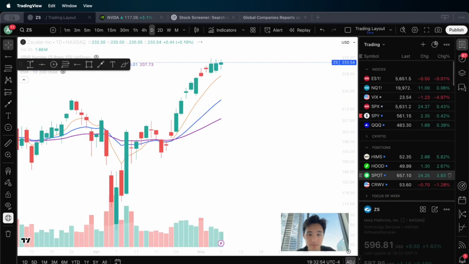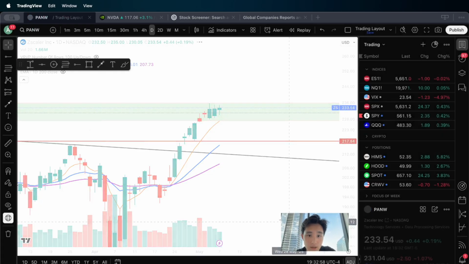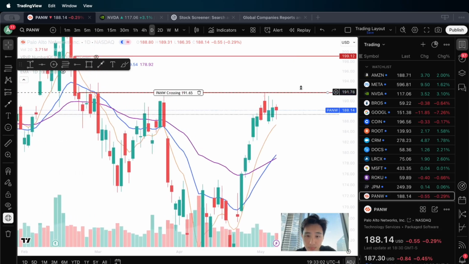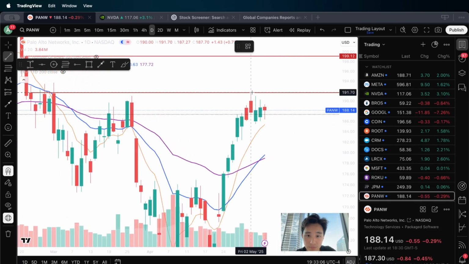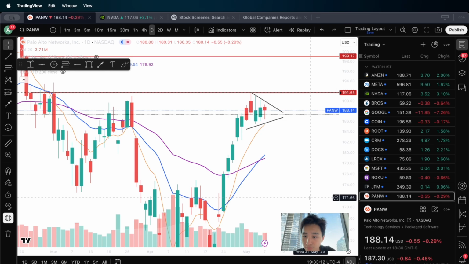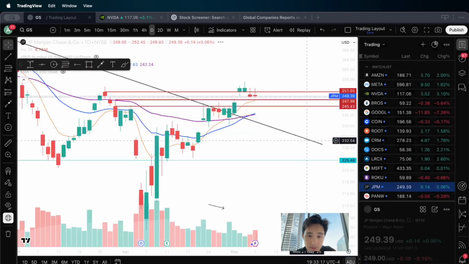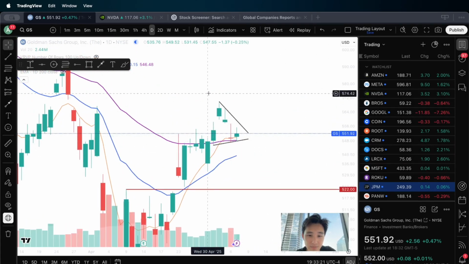A lot of software names are starting to look good. Like Zscaler, like you said. Zscaler looks really good. PANW as well is something I'm looking at. Over this 191 area is the key for this breakout to be confirmed. Kind of in this consolidation, relatively low volume as well. I think banks also look decent. This is not that pretty, but Goldman Sachs here, flipping a little bit bullish.